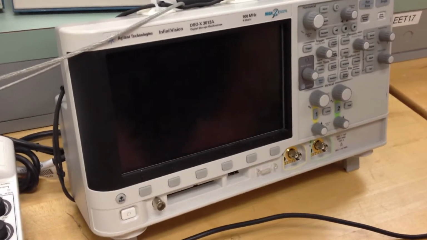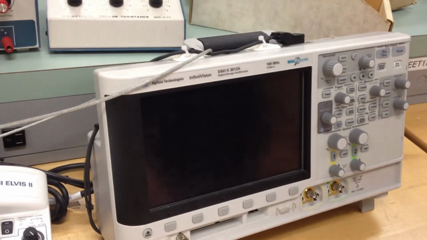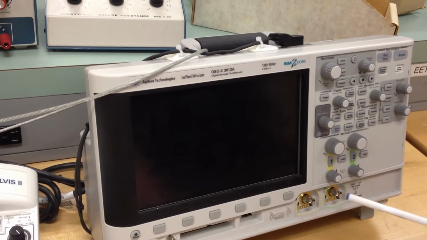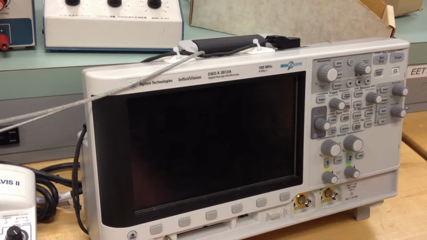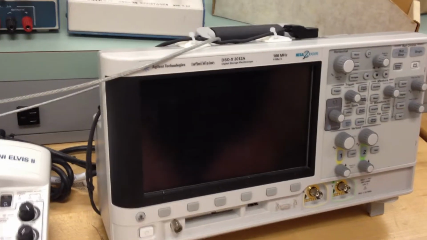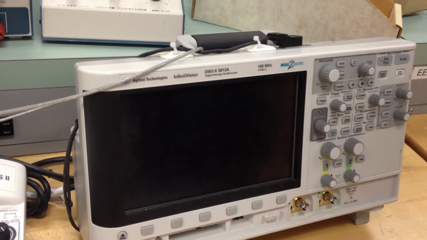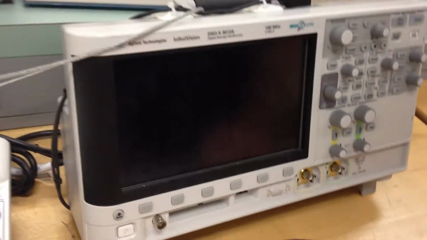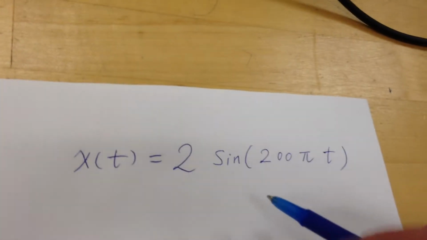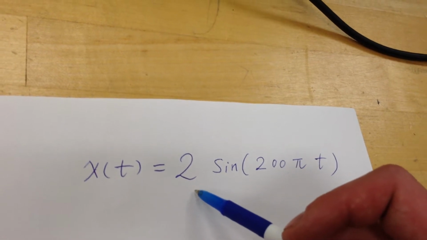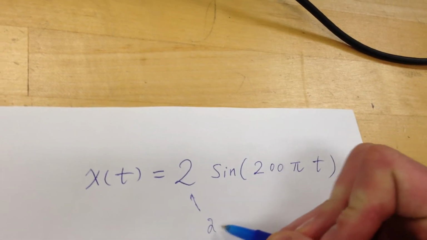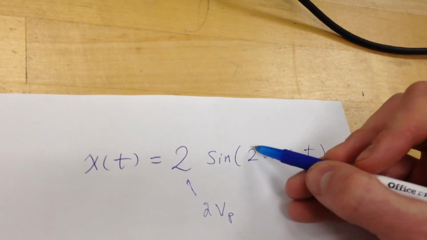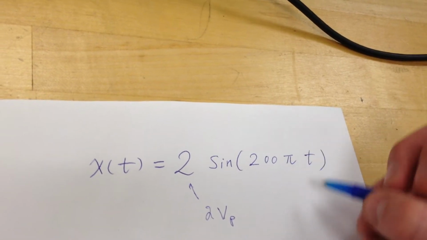Okay, so we're going to make a short video showing you how to generate a sine wave with this wave generator and scope, and also how to measure the sine wave and get some values out of it. And so this is the signal that we're going to generate, and from this equation, this is going to be your amplitude, so you're going to have 2 volts peak, and from here you can derive the frequency.